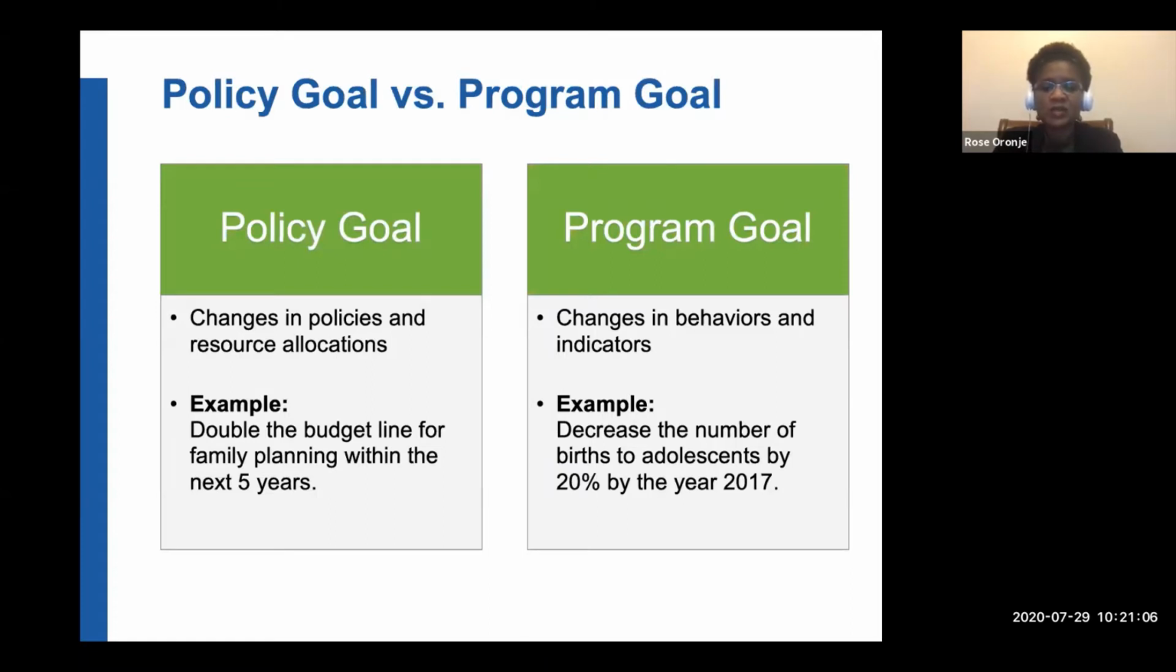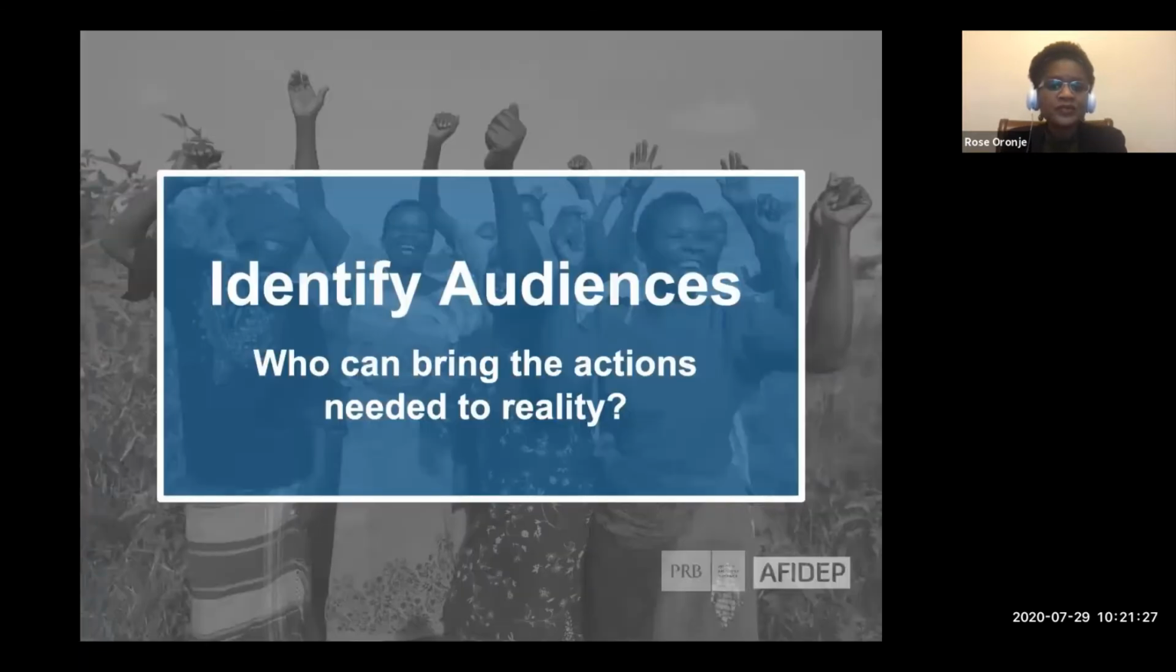So you see that the program goal is more about service provision. These may be goals for people who are coming up with specific programs and providing services to young people. That would be an example of a goal they would come up with. Whereas for us who are working at the policy level, we are looking more at higher level goals than lower level program or service provision goals.